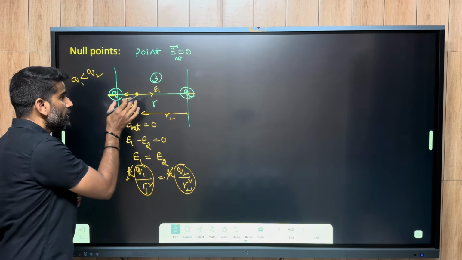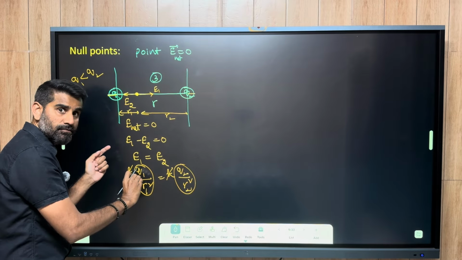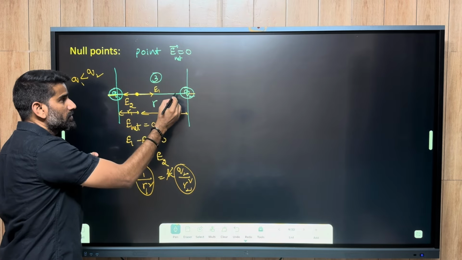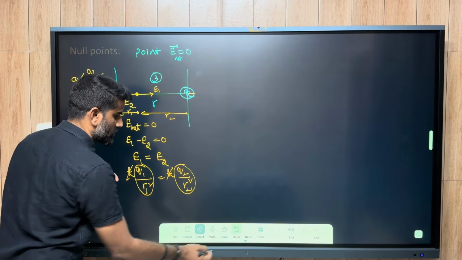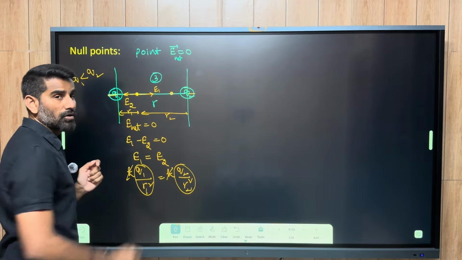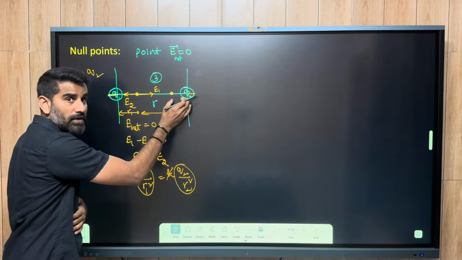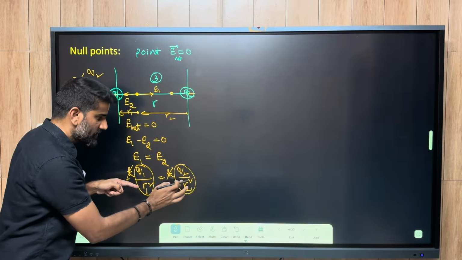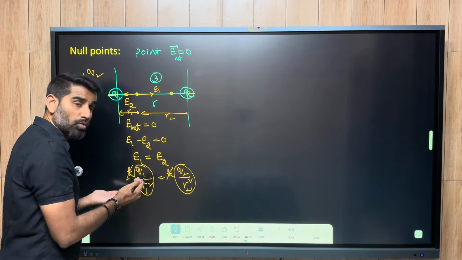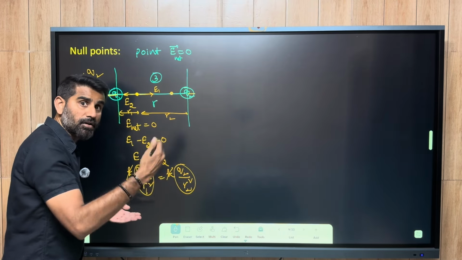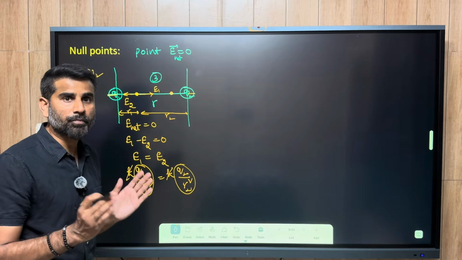In such a case, if I consider the point very far from this Q1, then the ratio will be very less. And if I consider the point somewhere here, then what happens? Q2 is there and the distance is very less. If the distance is less, the ratio will be more, and Q2 is already more than Q1. That means this ratio will be bigger than this one. There is no possibility for these two ratios to be equal, right? Hope my point is clear.